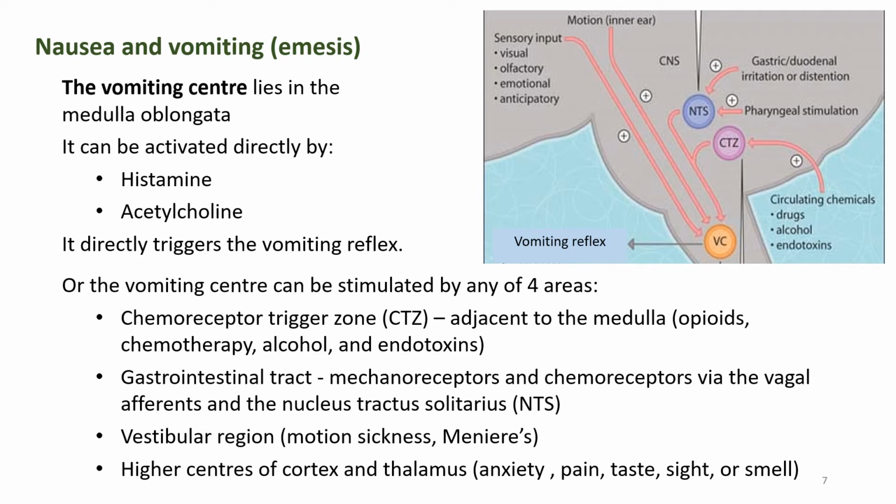A couple of other areas, we have the vestibular region. This is responsible for motion sickness in Meniere's. It has receptors for histamine. Also higher centers of the cortex and via the thalamus. And this reports into the vomiting center and causes nausea and possibly vomiting when we're anxious, in significant pain, in an area where there's a noxious smell, sight, or taste. So these are the things that make us feel sick that we experience.